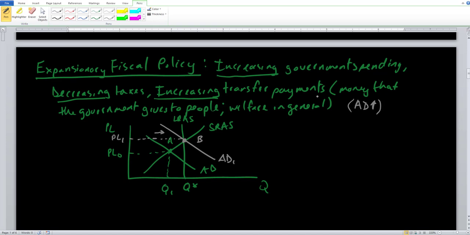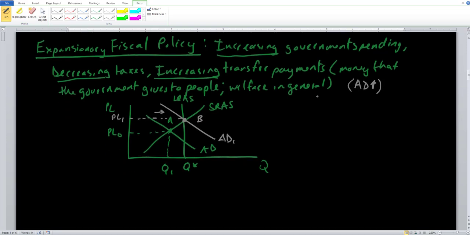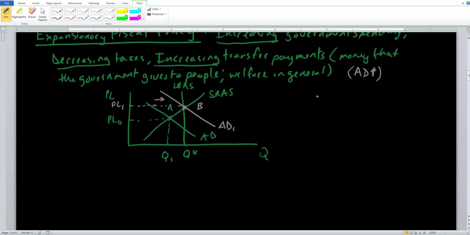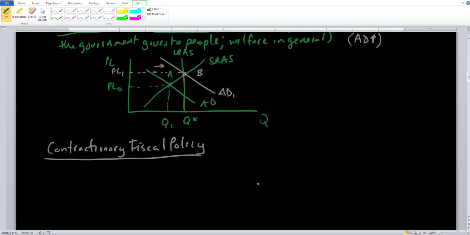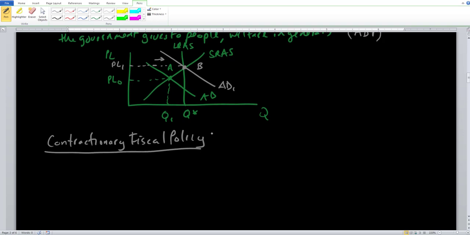But of course, the government doesn't always have to expand the economy. They may want to contract it as well. And that's where we go ahead and take a look at contractionary fiscal policy. With contractionary fiscal policy, like the name implies, once again, we want to slow down the economy or contract it. And we're just going to take the same three tools and move everything to the opposite side.